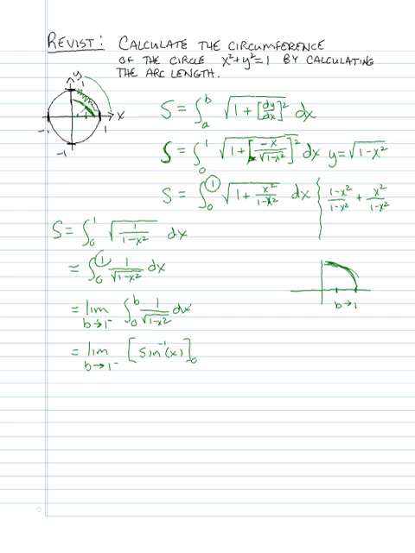And we're evaluating that from 0 to b. Okay. Well, what next? Let's do the evaluation. So we have the limit as b approaches 1 from the left. We substitute b minus inverse sine of 0. Well, what's the inverse sine of 0? Inverse sine of 0 is 0 because the sine of 0 is 0, correct?